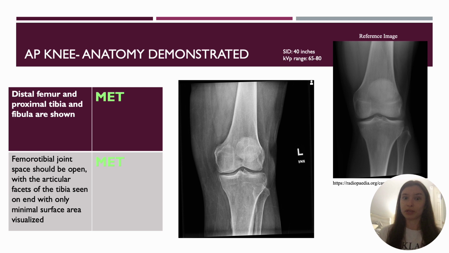So now moving on to the evaluation criteria, we're going to start with the AP knee anatomy demonstrated, and here's a reference image of what an AP knee should look like. So the first criteria is distal femur and proximal tibia and fibula are shown. I did say met for this one because you can see the distal femur here in profile and the proximal tibia and fibula. The second criteria is femorotibial joint space should be open with the articular facets of the tibia seen on end with only minimal surface area visualized. Once again, I said met for this one because that femorotibial joint space does appear open, and you can only see a little bit of those articular facets of the tibia on each side.